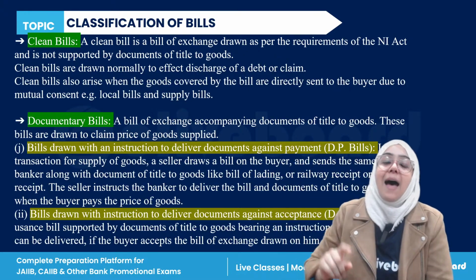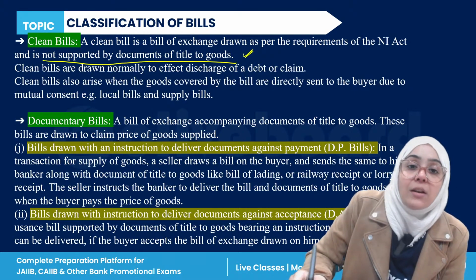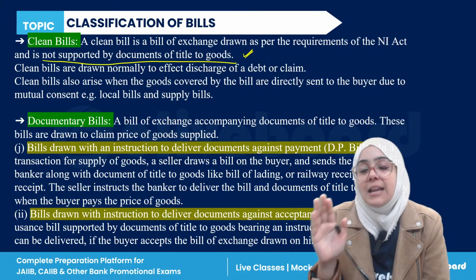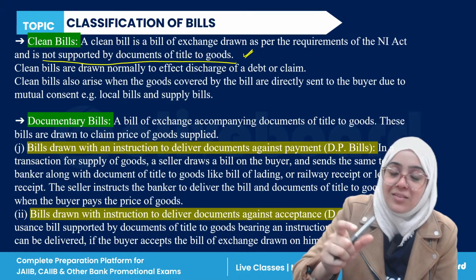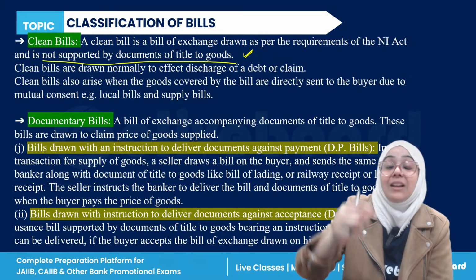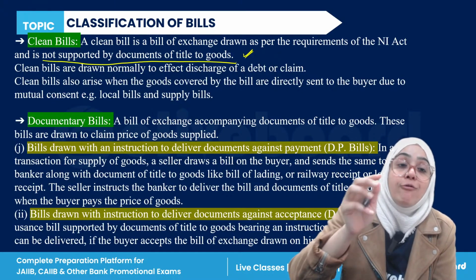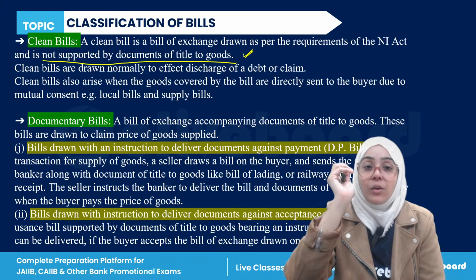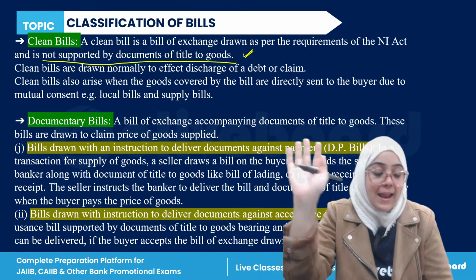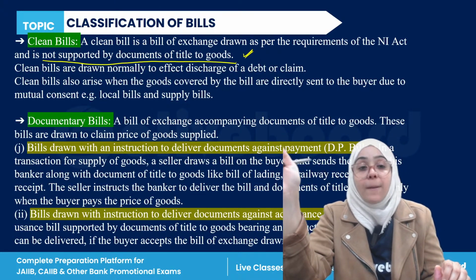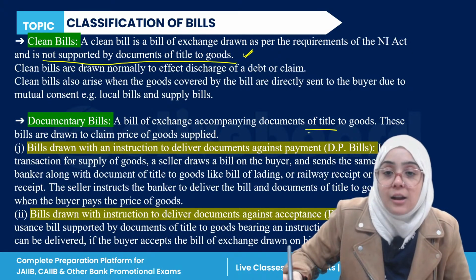Now, a clean bill is a bill of exchange that is not supported by any document. You don't have to present any document with that bill of exchange. The bill of exchange is the sole document you have to present for receiving the payment. That is known as a clean bill. There is no other supporting document you have to give for receiving the money. So a clean bill is not supported by any documents of title to goods. Documentary bill means which is supported by the title to the goods.